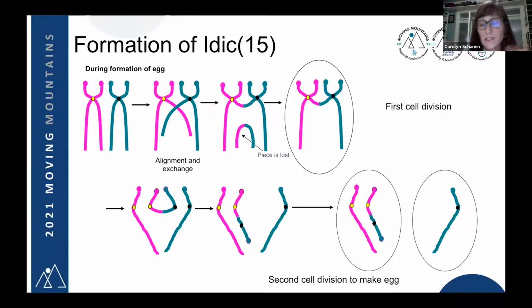we don't see it because the product wouldn't be fertilizable. And so if it did, it wouldn't be a viable thing. So the only way that it would survive fertilization and make a baby would be if it landed with a full length chromosome 15.